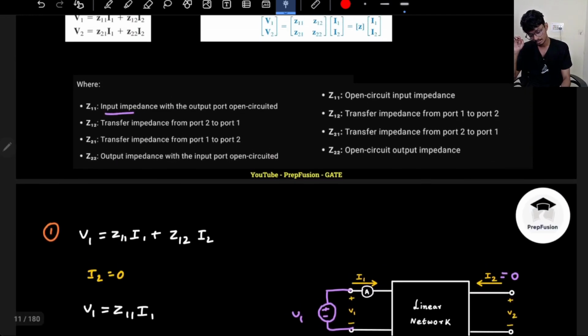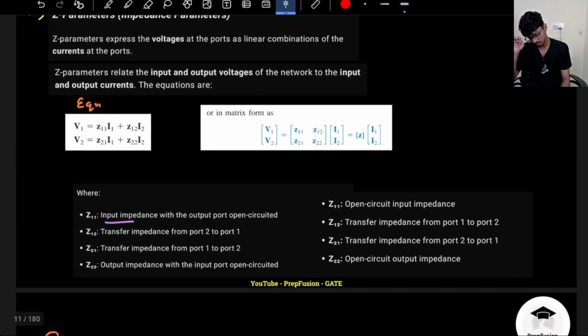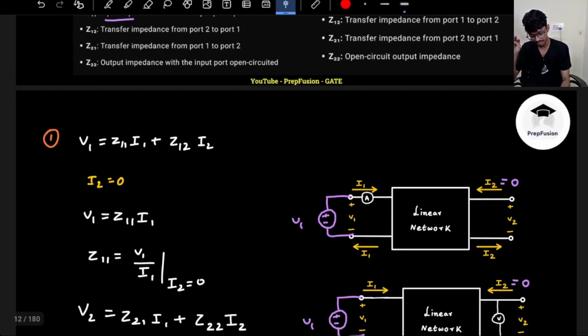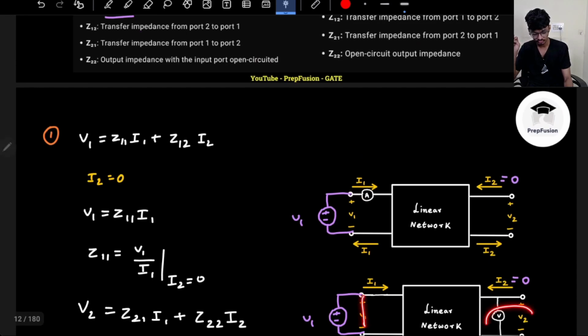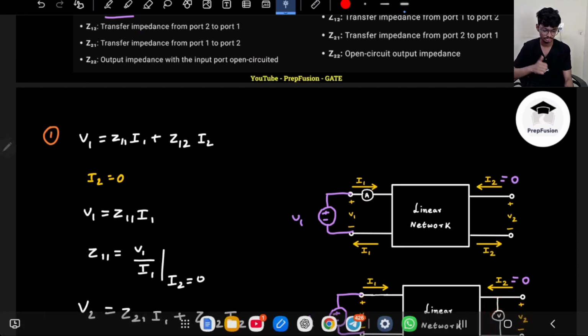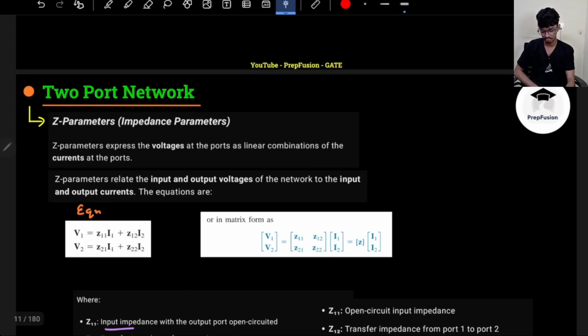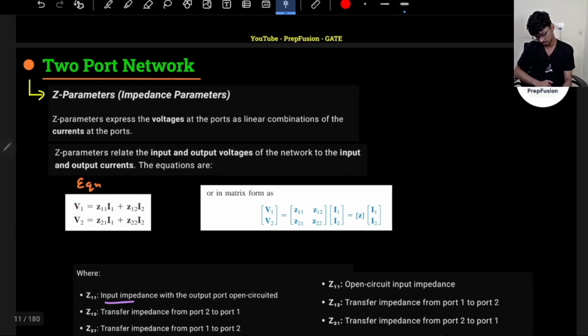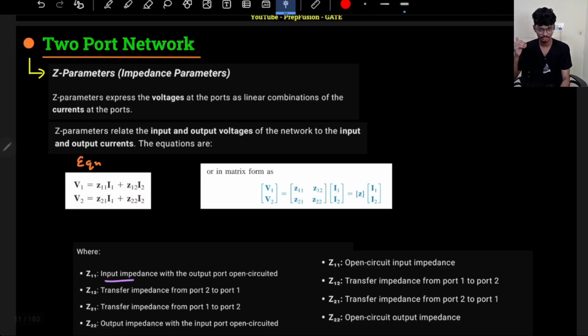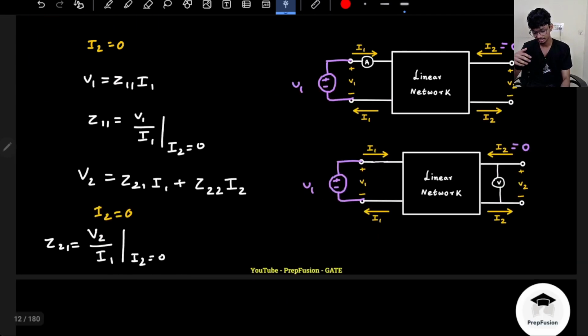So basically, what you will do is, this time connect a voltmeter here and connect a voltage source here. That is your task. You will just measure the current, and that will give you this Z12. Same thing you can follow. I hope you get it.